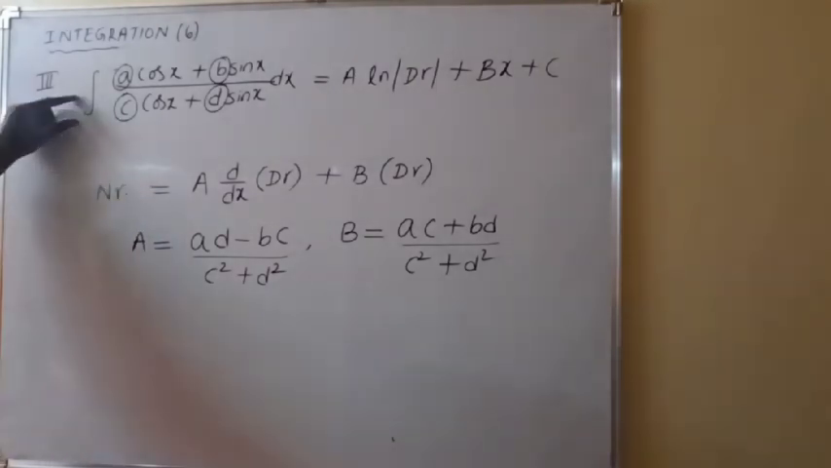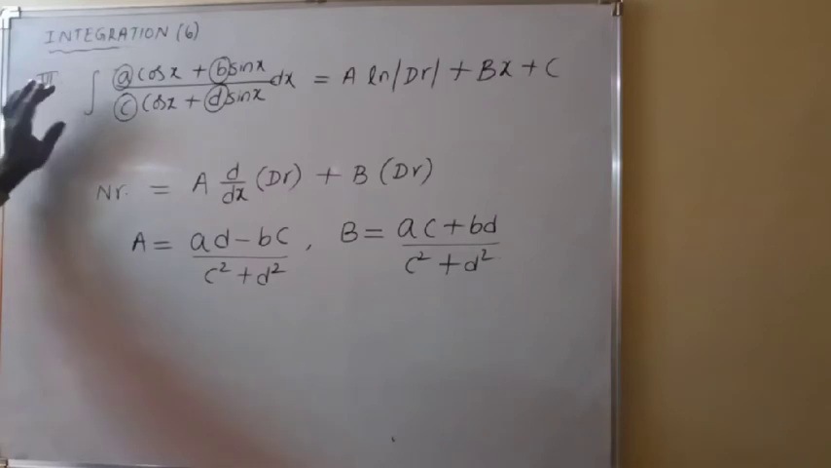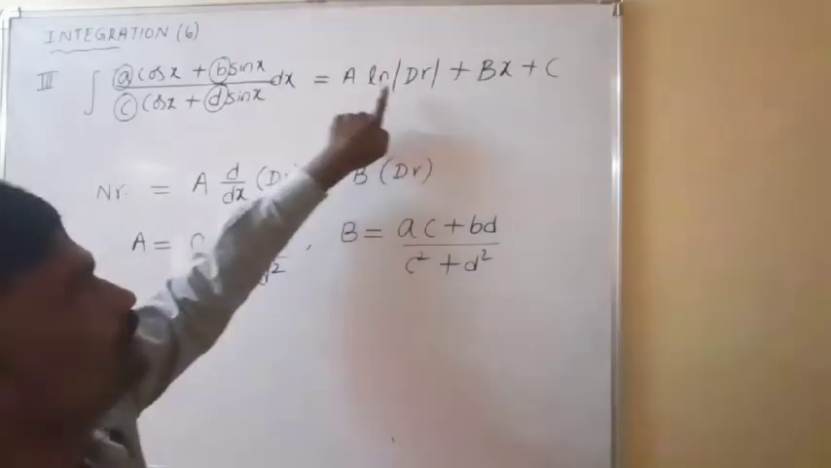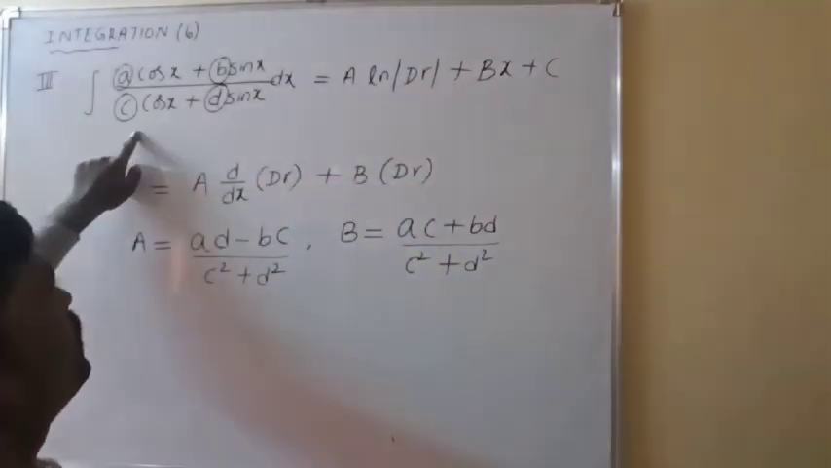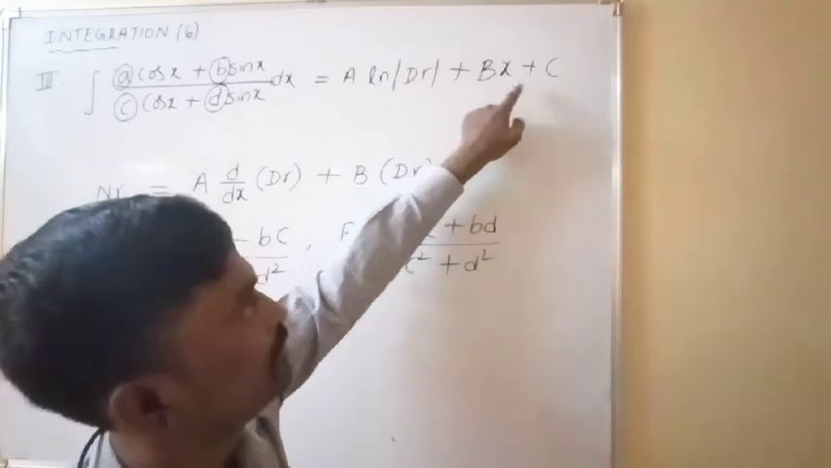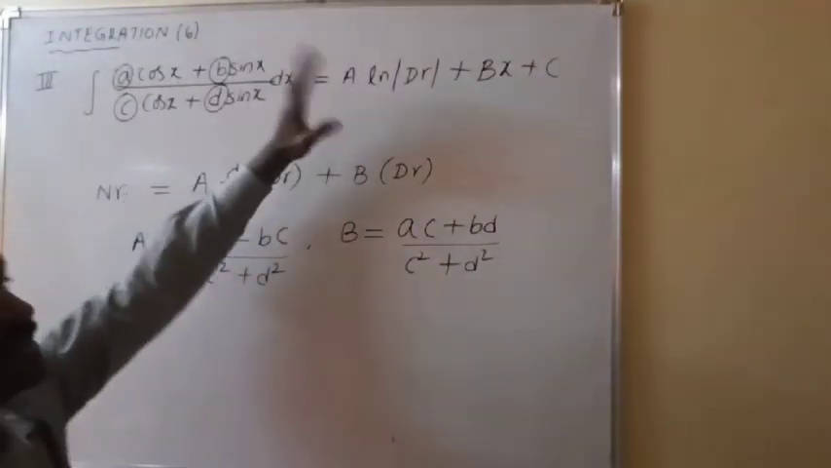So the given integral is of the form like this. Method is this one. And the answer for this integral is always in the form of some constant into log of the denominator. What is the denominator? C cos x plus D sin x, plus some constant into x plus c. So the answer for this integral is always in this form.